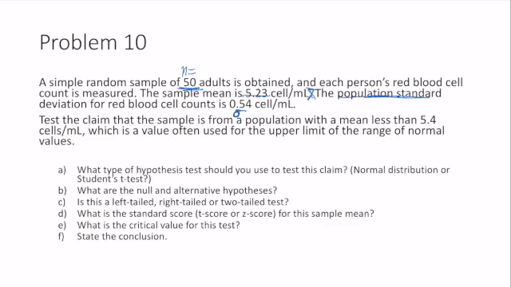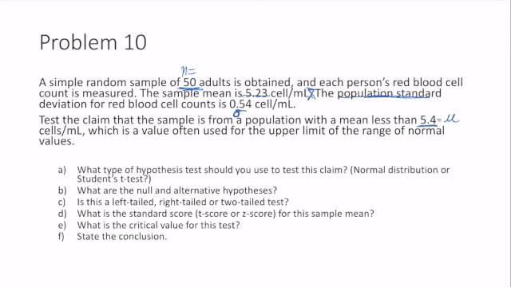I want to test the claim that the sample is from a population with a mean less than 5.4 cells per milliliter. This is our claimed value, okay? This is my population mean. So the first question is, what type of test do I need to do? Do I want to use a normal distribution or a student's t-test?